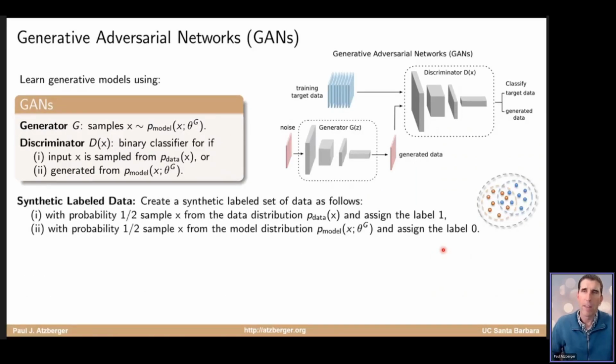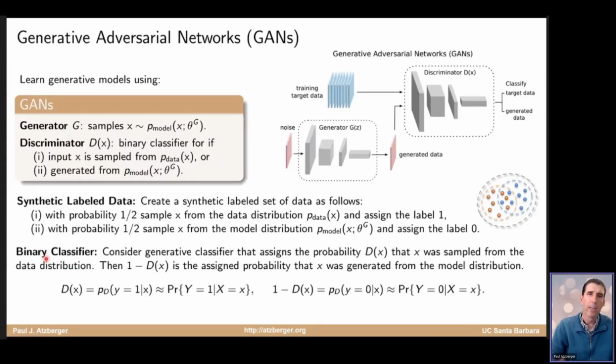Just to give you a little bit more mathematical detail, the way that you formulate these techniques is you create what I call a synthetic labeled data set, which is going to be a mixture of samples that come from the generator and samples that come from the training set. And we'll do that in 50-50 proportion. And we'll put labels 1 on the data from the training data, and we'll put 0 labels on those samples that came from the generator.